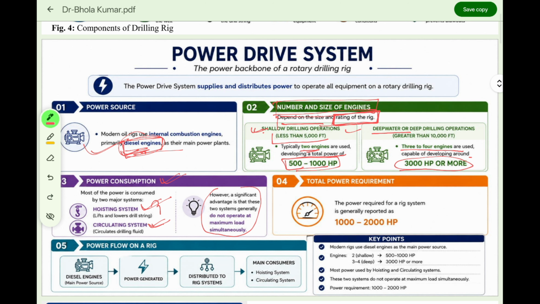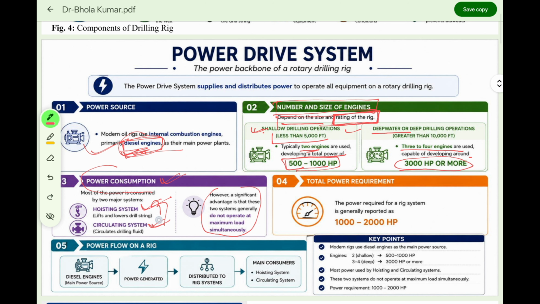So I am saying that most of the power is consumed by the hoisting system and the circulation system. Can you imagine, if both systems worked together, they would consume a much greater amount of power. But the beauty of this operation is that both systems do not operate simultaneously. This is the beauty of this system, right?